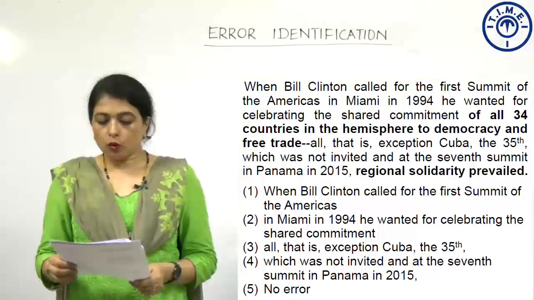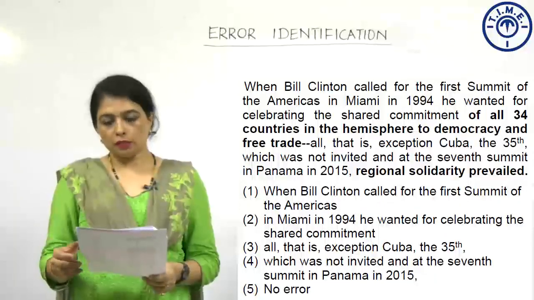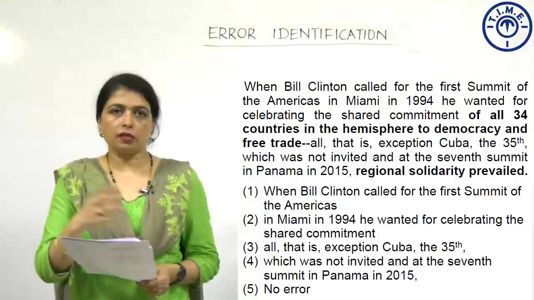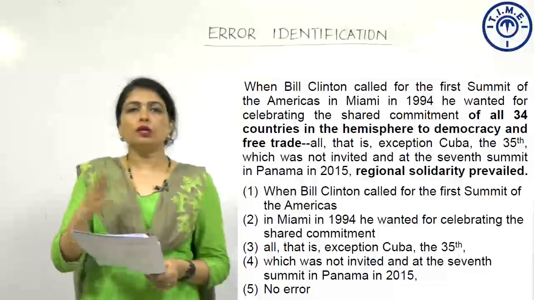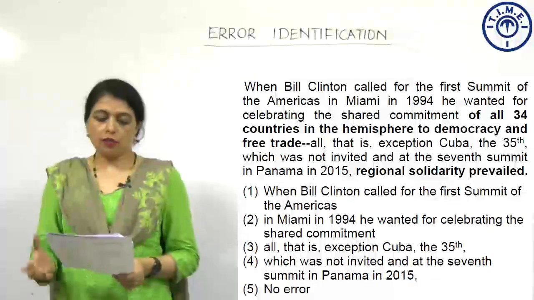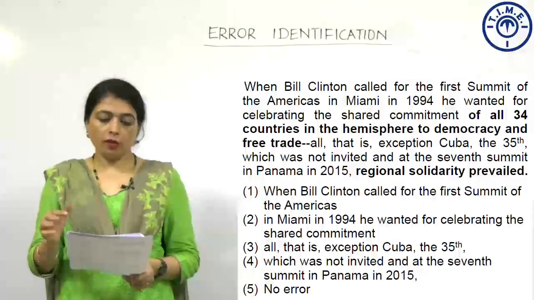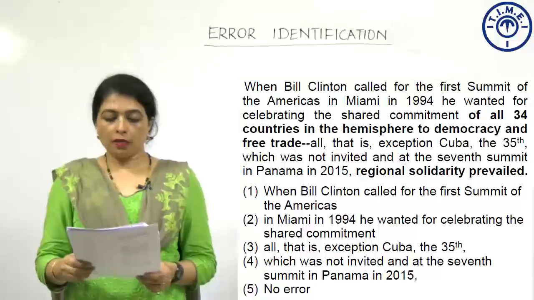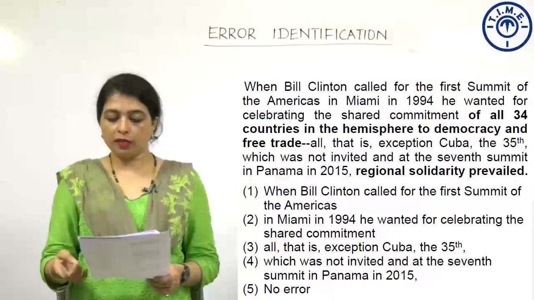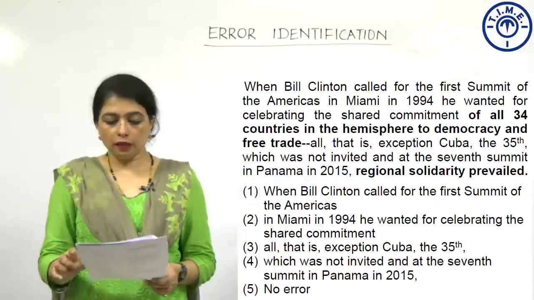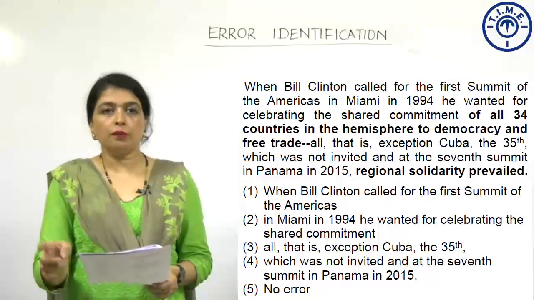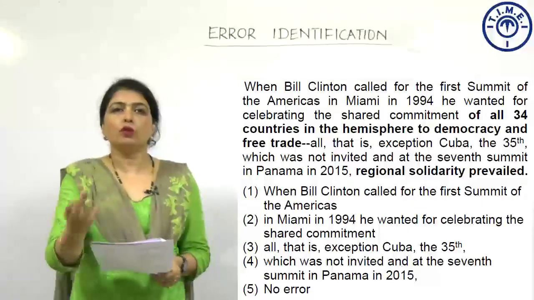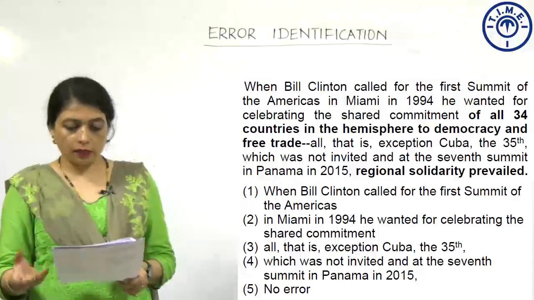When Bill Clinton called for the first summit of the Americas. Now, in this case, the preposition "for" is uncalled for. It is out of place, it is redundant. We do not need it in the position where it is. So, it's clear and good enough to say, "When Bill Clinton called the first summit." So, part 1 has an error. In Miami in 1994, he wanted, for celebrating the shared commitment. Again here, wanted not "for celebrating," but wanted "to celebrate." We want to do something and we don't want for doing something. So, there is a grammatical error here as well.